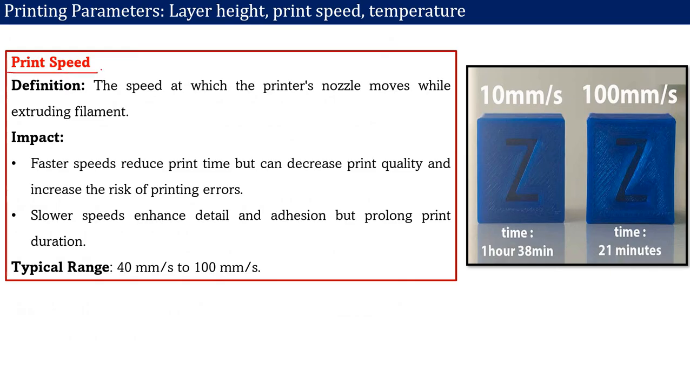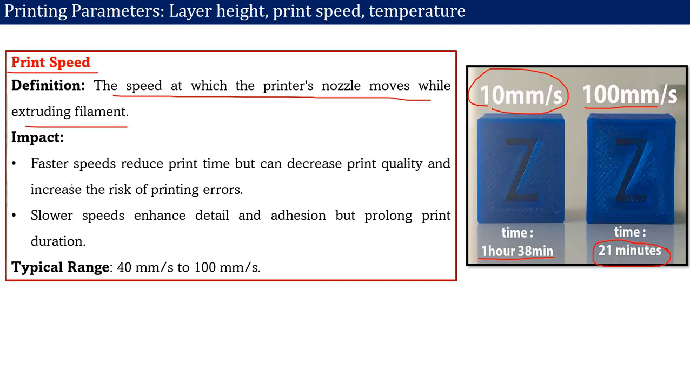Then we have the print speed. Print speed is the speed at which the printer nozzle moves while extruding the filament. It is the speed at which the printer's nozzle is moving. Here also, if you take a print speed of 10 mm per second, the time required is 1 hour 38 minutes. And if you increase the speed, the time gets reduced.